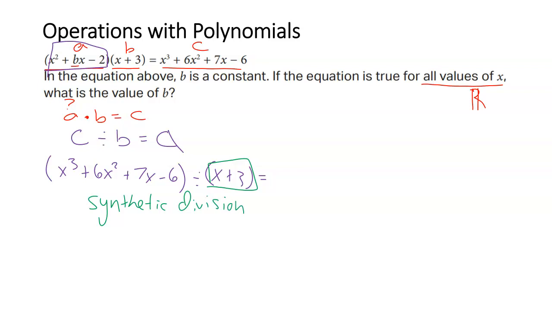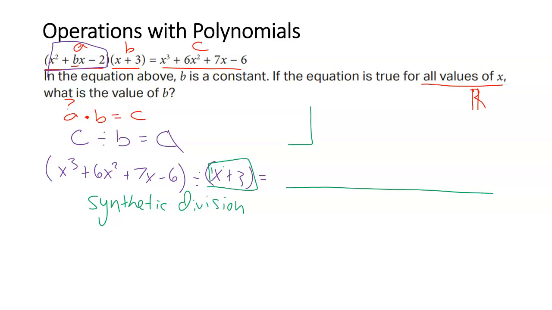We can use synthetic division because we have a linear binomial whose coefficient is 1. There's no exponent, there's no coefficient. It's x plus or minus a number. And as long as we can do synthetic division, it's going to be our faster shortcut. Well, good thing we're going over it right now.